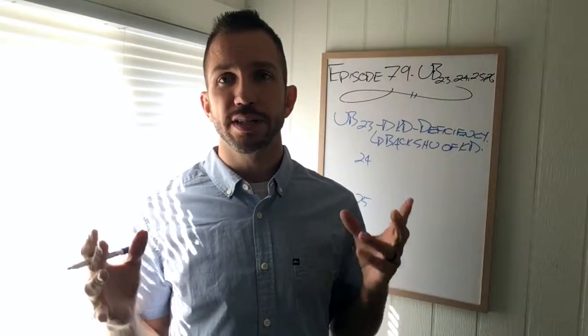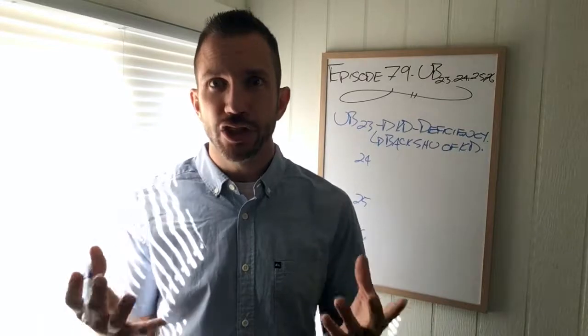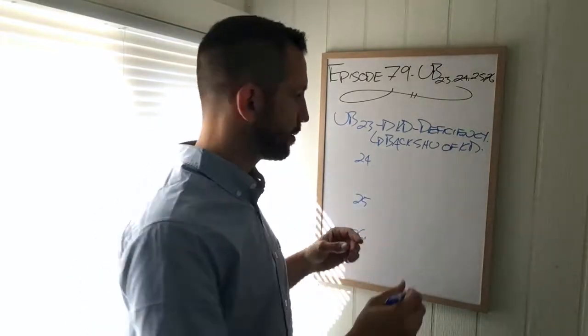UB24 is pretty cool because it's the Qi Hai of the back. It's the Ren 6 of the back.